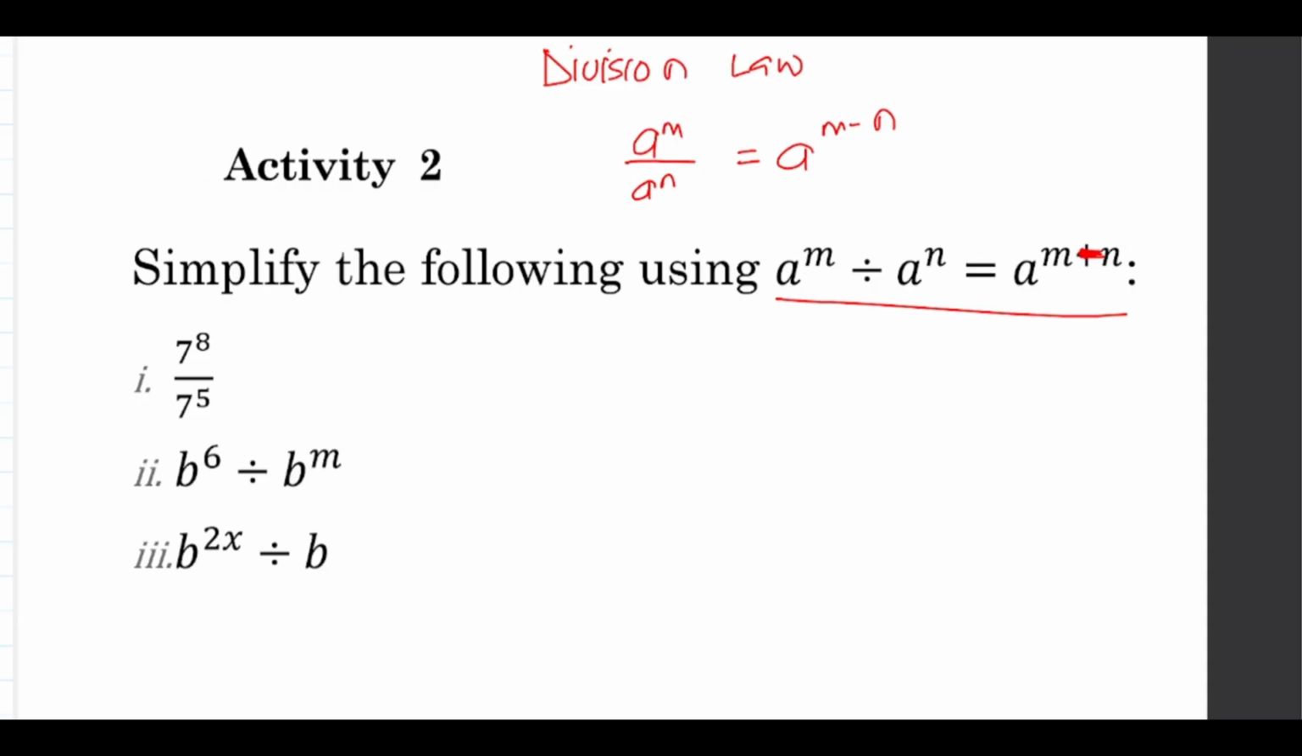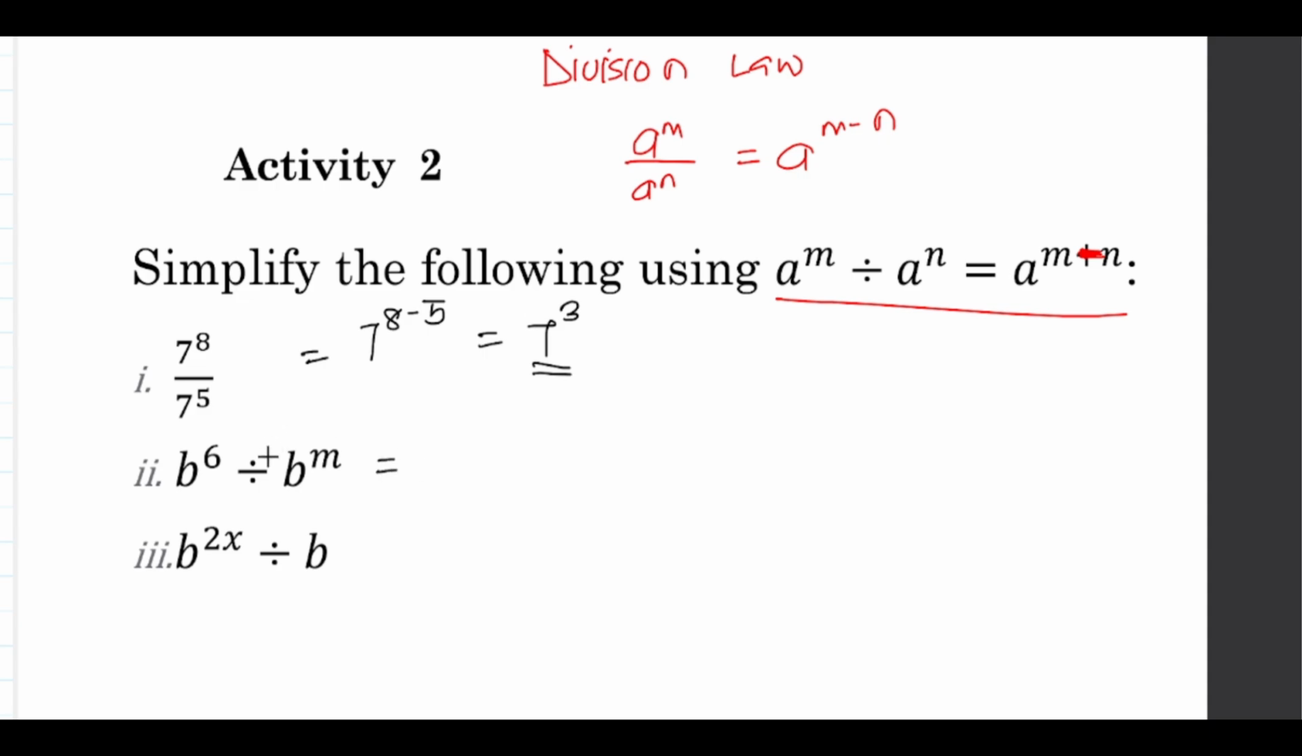So look at this example. 7 raised to power 8 over 7 raised to power 5. So that will be 7 raised to power 8 minus 5. 8 minus 5 is 3. So that will be 7 raised to power 3. Okay, so you do not need to simplify. You can leave your answer like that.